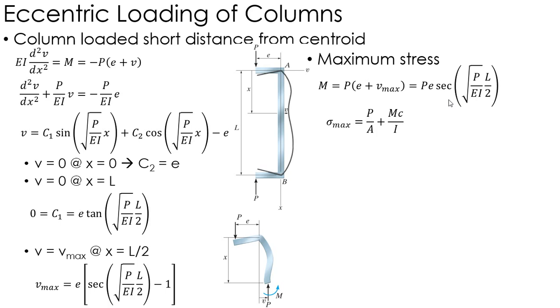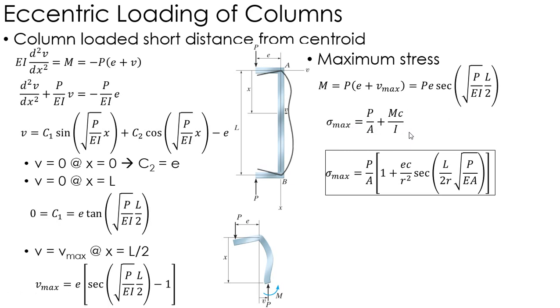Now my maximum stress is both the normal stress as well as the bending stress. So plugging what I know about that moment into this equation, I get the maximum stress given by this big ugly equation called the secant formula. And this is the equation that we use to find the stress in the eccentric loading of columns.